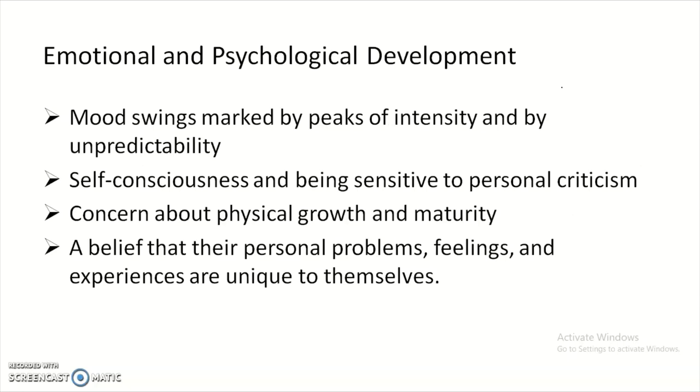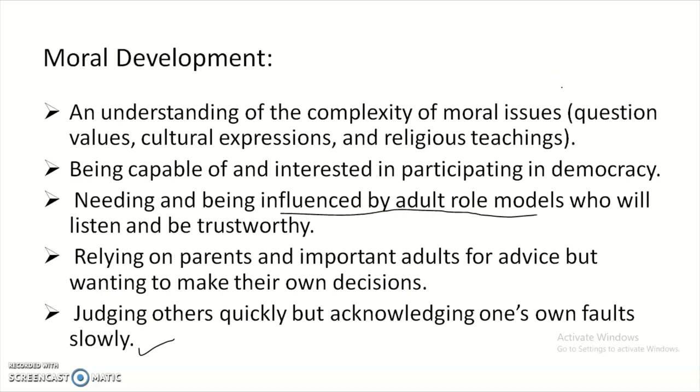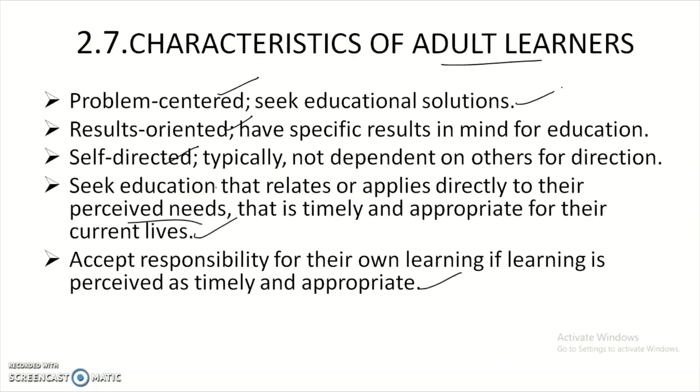Emotional, physical and psychological development will be there, that means mood swings will be very high, and they will believe that the problems are happening to them only. And the moral development also happens. In the moral development stage, they completely rely on the parents and some other adults for advice. Even though they will take their own decision, they will try to take advice from their elders, and judging others very quickly, and lately they will realize their mistake.